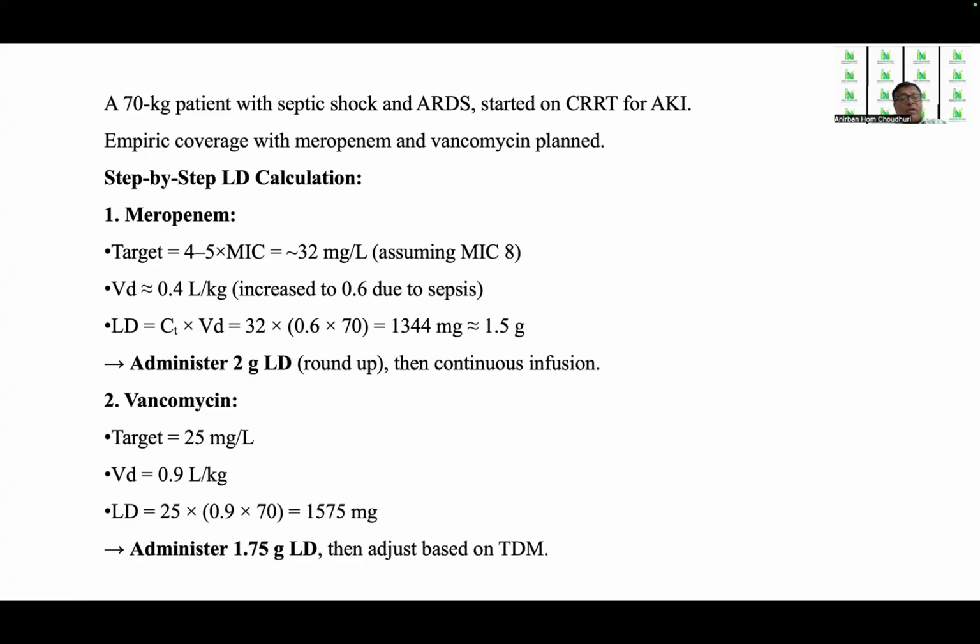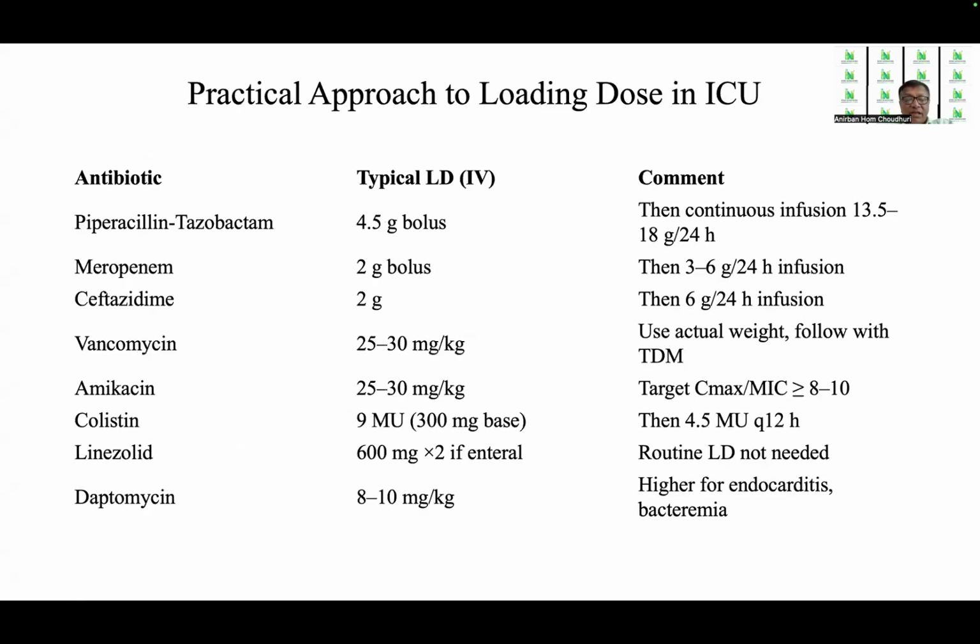Vancomycin, the target is 25 mg per liter. The volume of distribution is 0.9 liters per kg, and the loading dose should be 25 multiplied by 0.9 multiplied by 70, so 1575 mg. So administer a 1.75 gram loading dose, or we can also then adjust based on TDM.